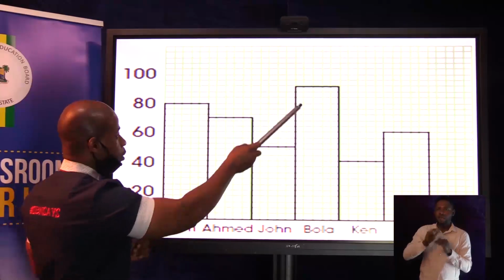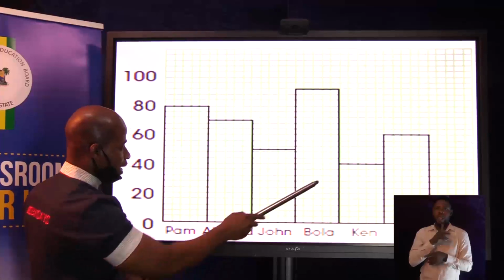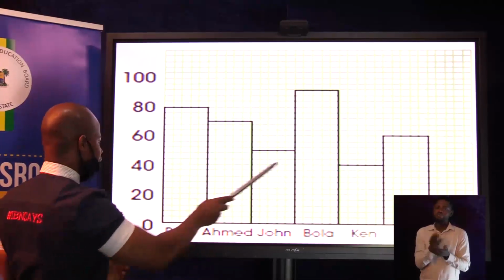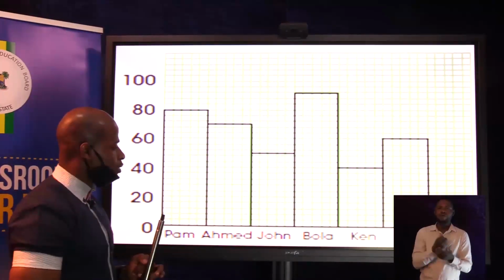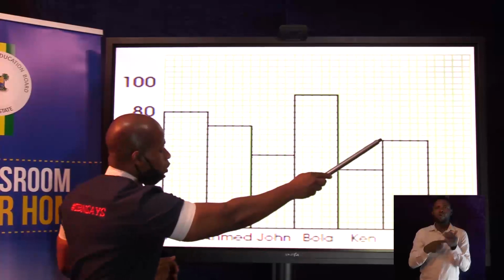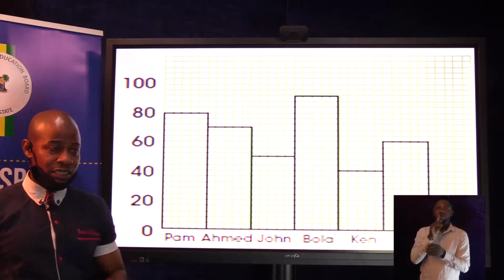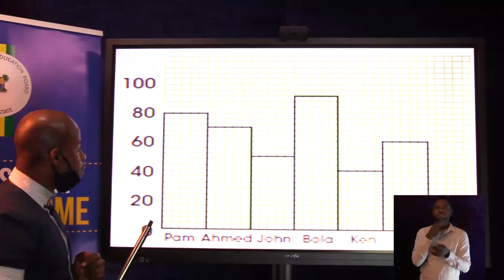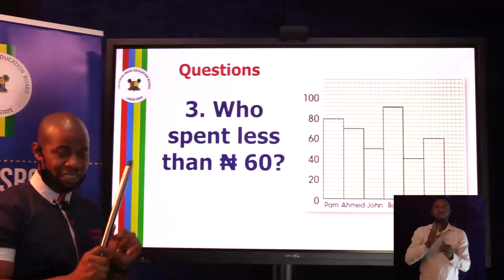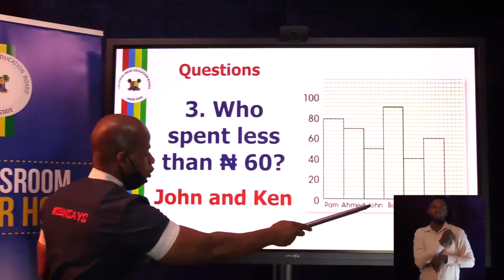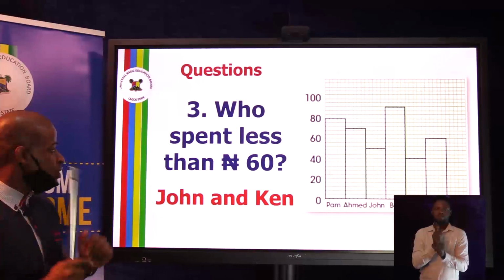Let's move on. Bola has spent more than 60 because the bar is taller than 60. Oh, Ken has also spent less than 60. He has spent 40 naira. So now John and Ken have spent less than 60. What about Unda? Unda is exactly on top of 60, which means Unda has spent exactly 60 naira. But what exactly did the question say? The question says, who spent less than 60? And so the answer to that is John and Ken. Unda has not spent less than 60. Unda has spent exactly 60 naira.